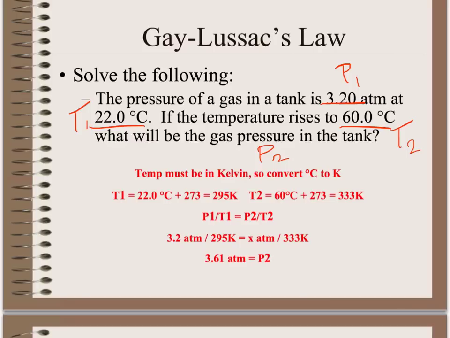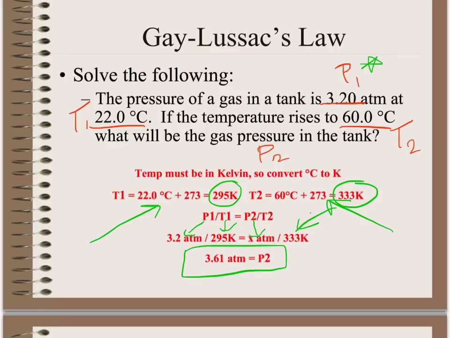So you simply just plug in, but before you plug in, you must convert the Celsius to Kelvin by adding 273 for both of them. And then we plug in. P1 is 3.2. T1 is now 295 in Kelvin. We do not know pressure 2. And then Kelvin here is 333 for temperature 2. So then we just do the math, solve it, and you get 3.61 atm. And we are in the right number of sig figs, so we are good to go right there.